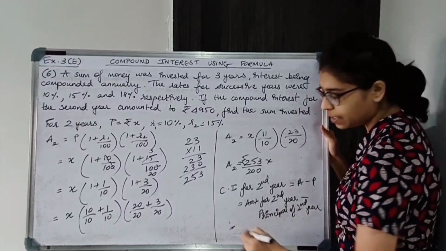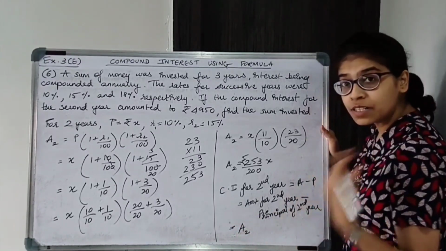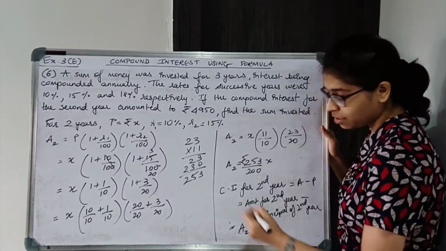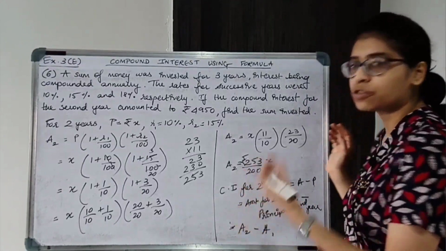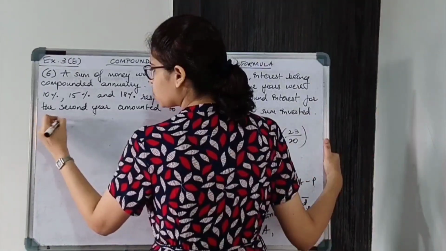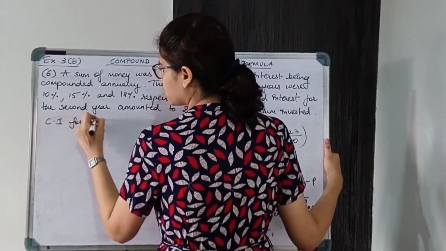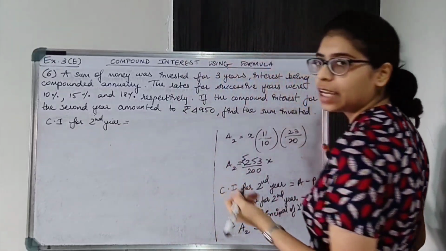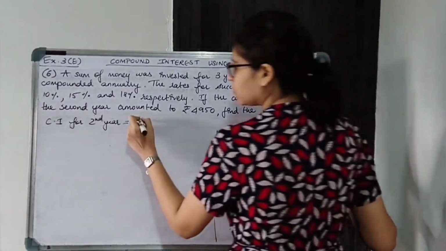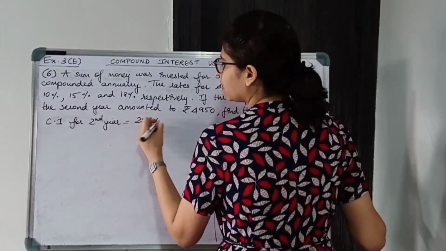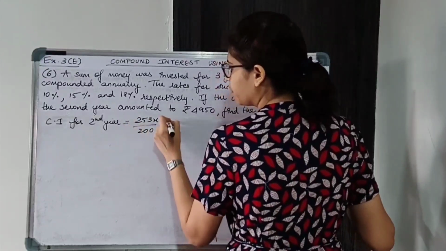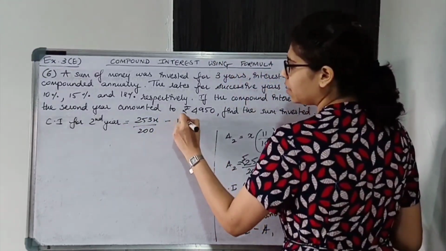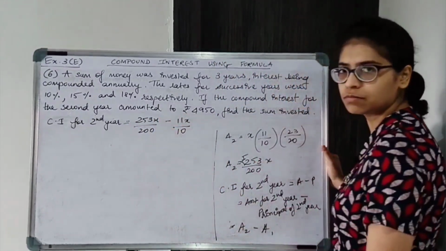What is amount for second year? A2. What is principal for second year? A1. Now substitute the values. So CI for second year is A2 minus A1, which is 253x upon 200 minus 11x upon 10.